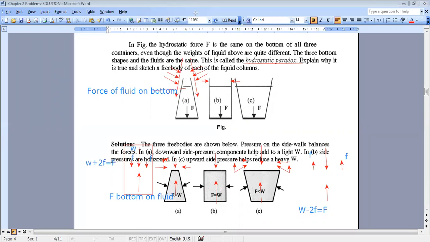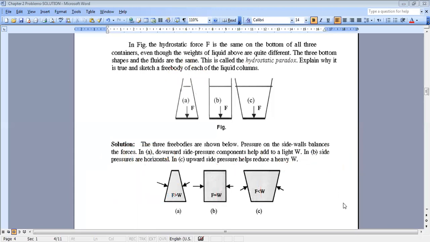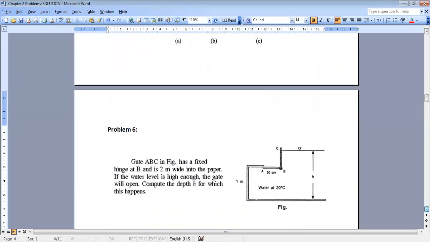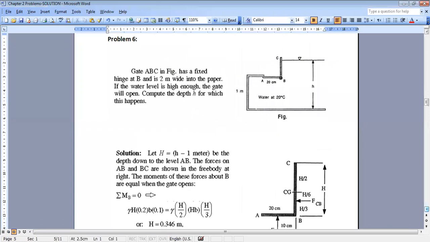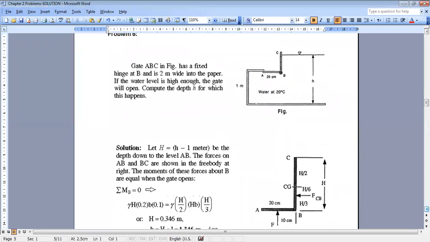Okay, so this is for the first problem. Let us move to another one. Gate ABC in the figure has a fixed hinge at B and is 2 meters wide into the paper. If the water level is high enough, the gate will open. Compute the depth H for which this will happen.